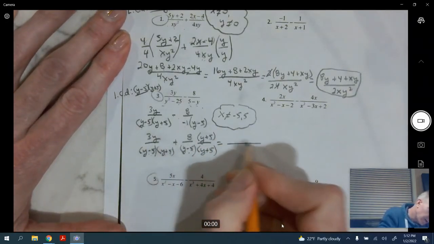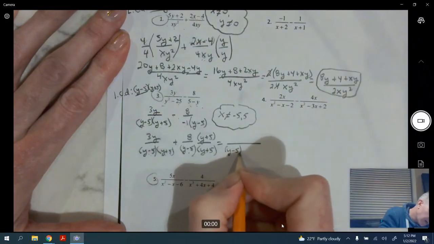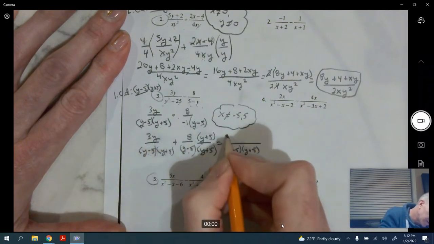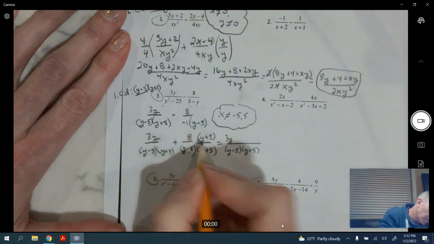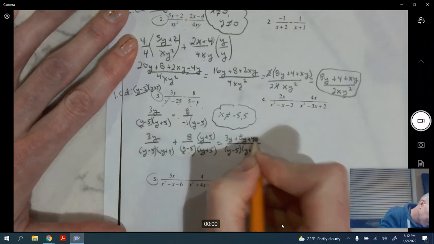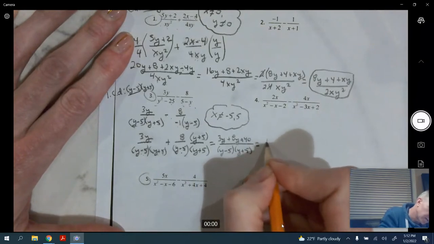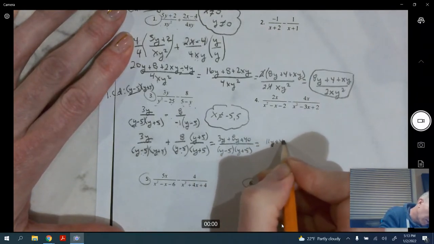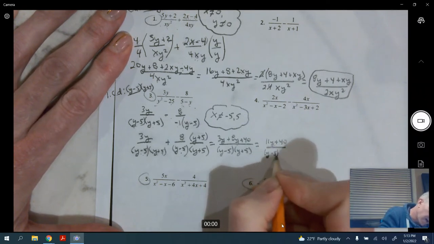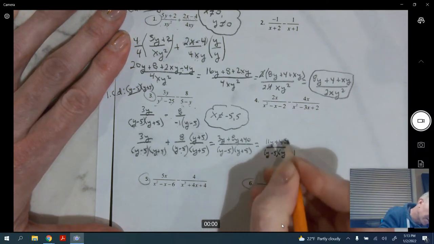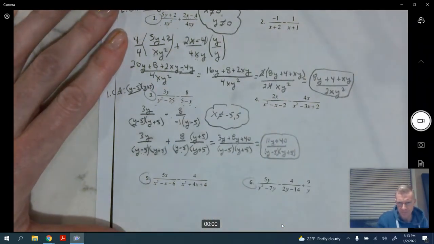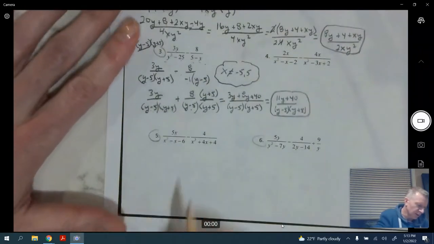Now our denominator is y minus 5, y plus 5, and then we've got 3y plus 8y plus 40, which gives us 11y plus 40, which does not factor any further, over y minus 5, y plus 5. Okay, let's go down to the next one.